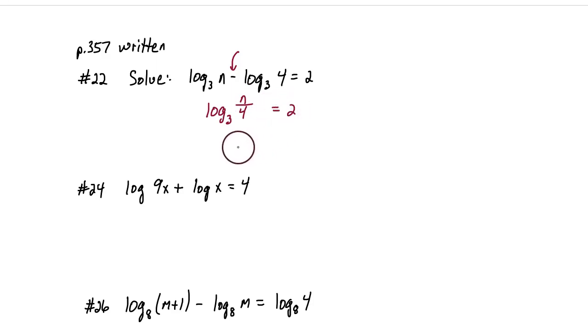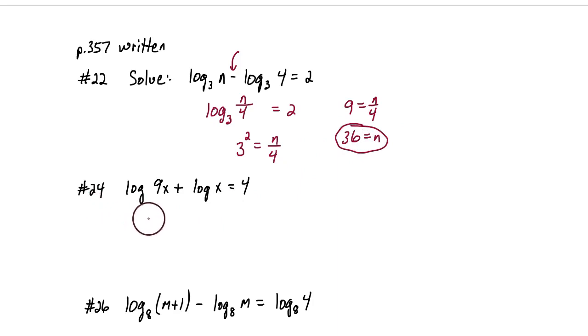Now let's solve the logarithm by exponentiating. Take the base of the log, raise it to the 2nd power, and that's equal to n over 4. So we have 9 is equal to n over 4, therefore 36 is equal to n.